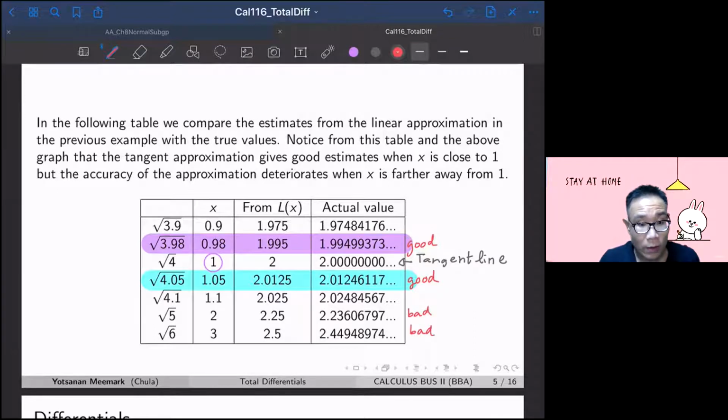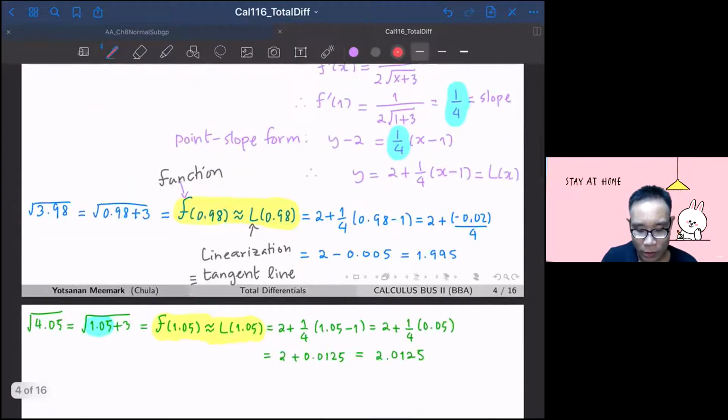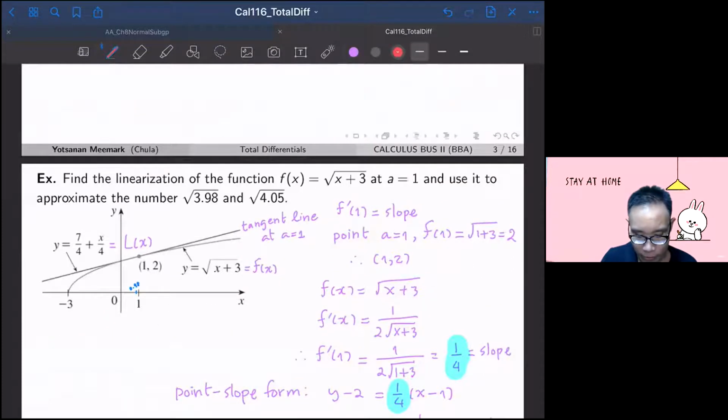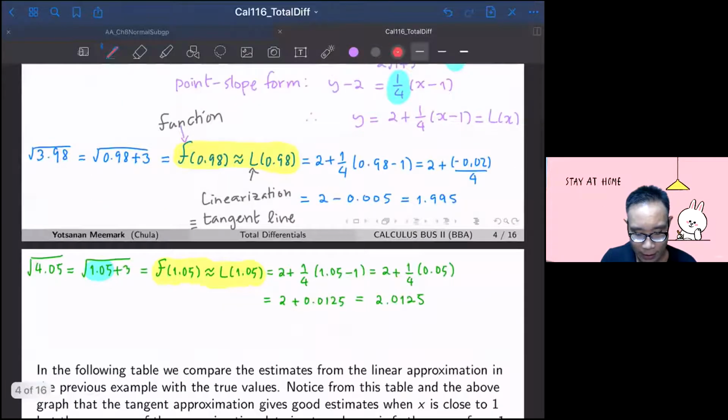And for this next one, 4.1, this one is so-so, I would say. So I would say it's not good, not bad. So in this case, we use the tangent line, we are able to use the value at the tangent line in order to give you the approximation of the given function. So this one will be just like that.